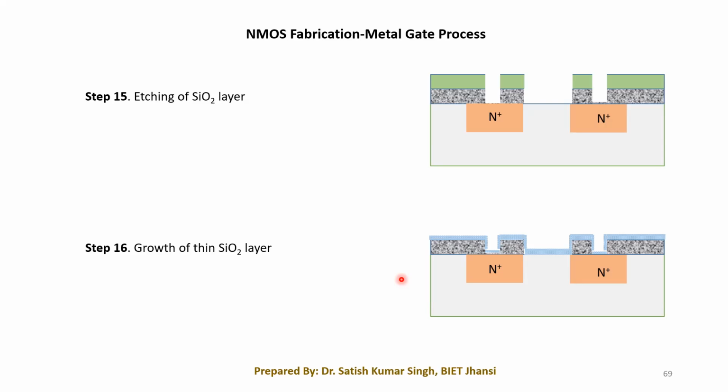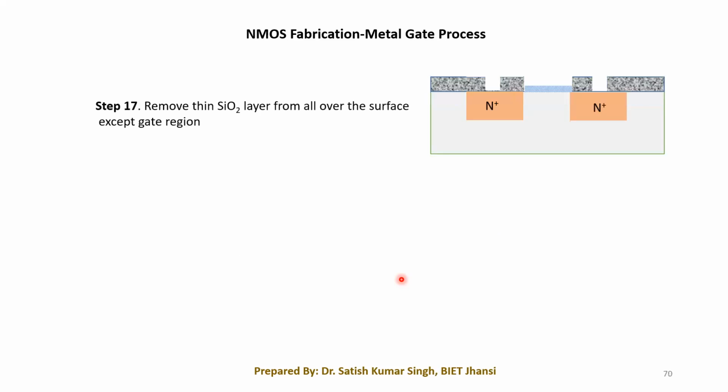After growing this thin SiO2 layer and doing the patterning process again, we have to get this type of structure. So we remove the thin SiO2 layer from all over the surface except the gate region. And how will it be done? Again by following the same patterning process. So this structure we have to get, and now we have to go for the metal deposition.